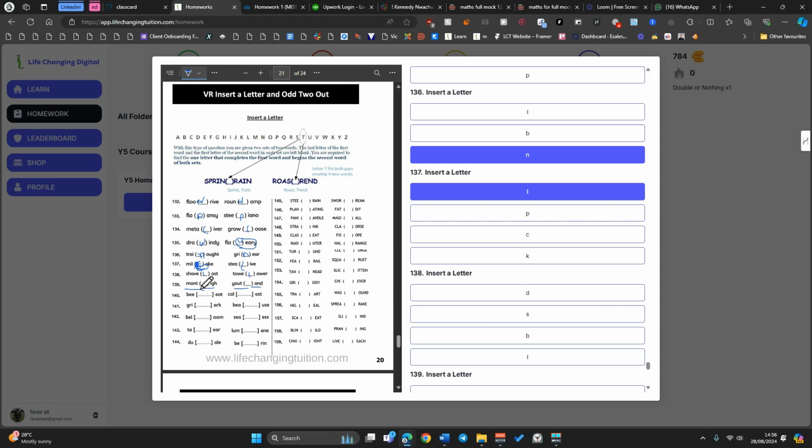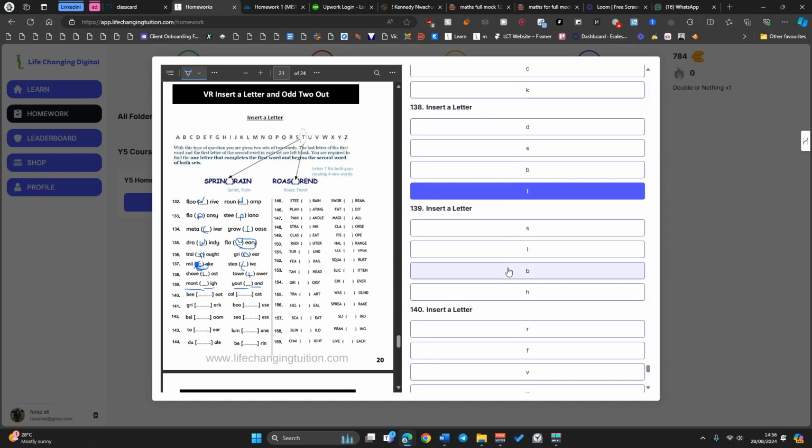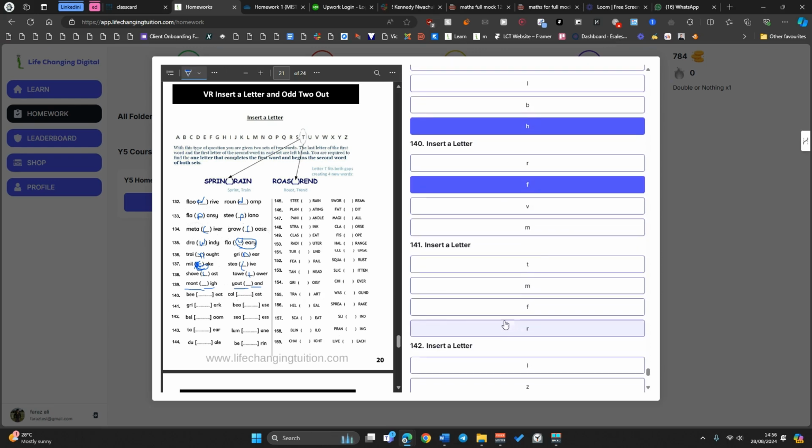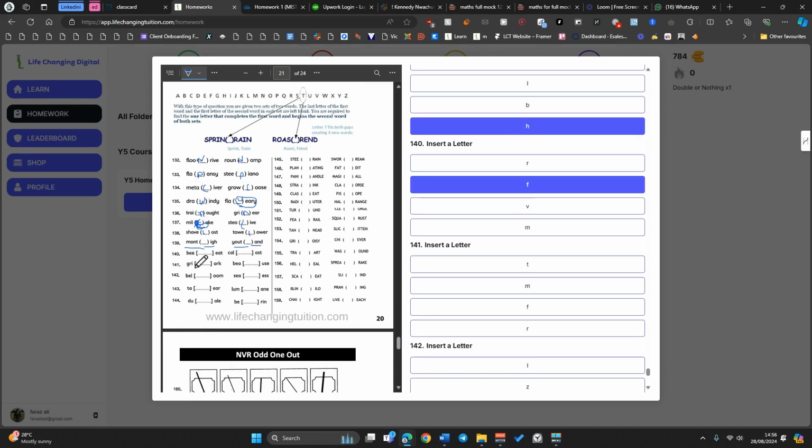So 137. Oh, I was looking at the wrong one. 138 is shovel. 139 is H, so month and high, youth and hand. 140 is beef and feet, calf and fast. So calf is like a mini cow, a baby cow, sorry.